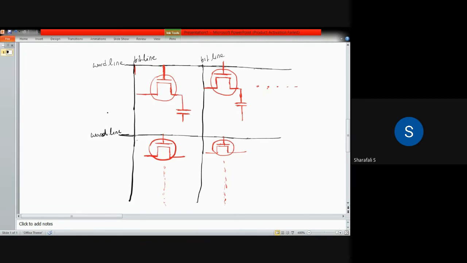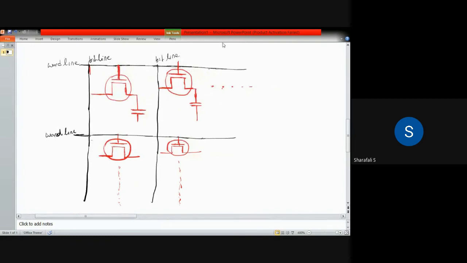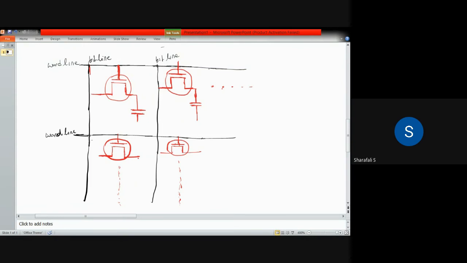Okay, now how does this operate, how can it store the data? We have basically three operations. One is the write operation, the second is the hold operation, and the third is the read operation. So we have three different operations here. I will complete this. This one will be grounded. This one will be grounded again. This one is connected again to the capacitor and grounded here.